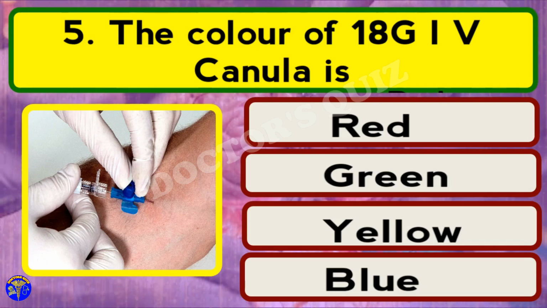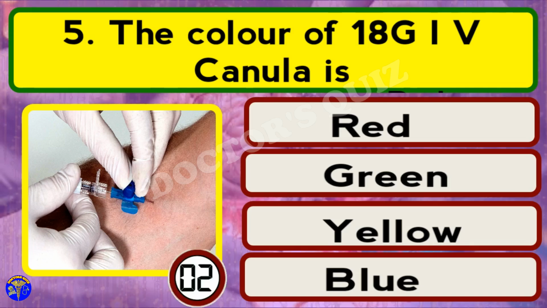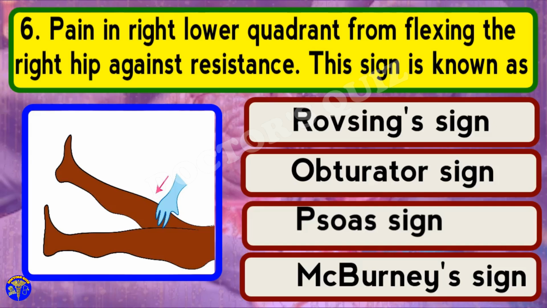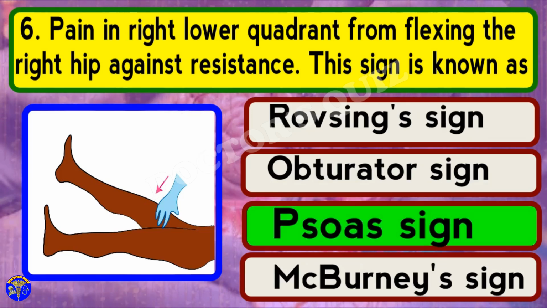The color of 18G IV cannula is? The answer is green. Pain in right lower quadrant from flexing the right hip against resistance. This sign is known as? The answer is Soya sign.